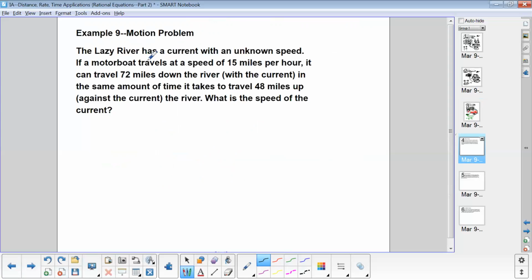All right, so we've got a lazy river that has a current with an unknown speed. A motorboat travels at a speed of 15 miles an hour, and it can travel 72 miles downriver with the current. In the same amount of time, it travels 48 miles against the current. So we're finding the speed of the current.